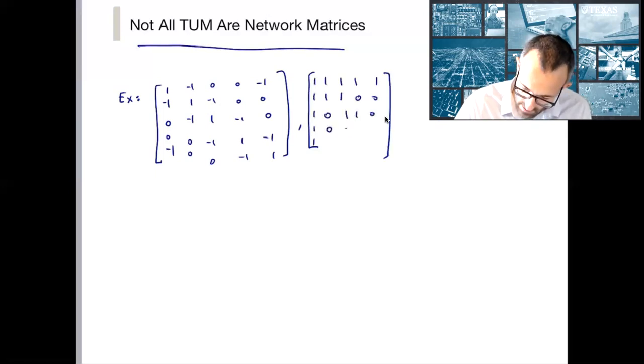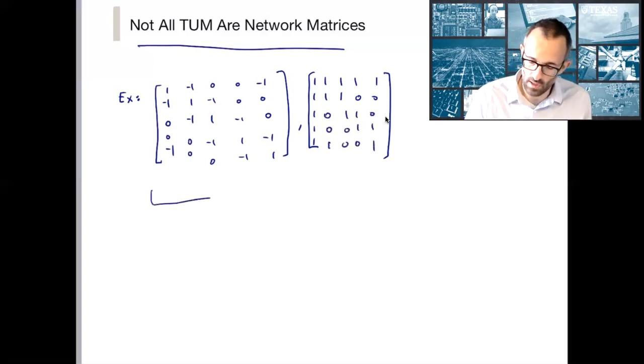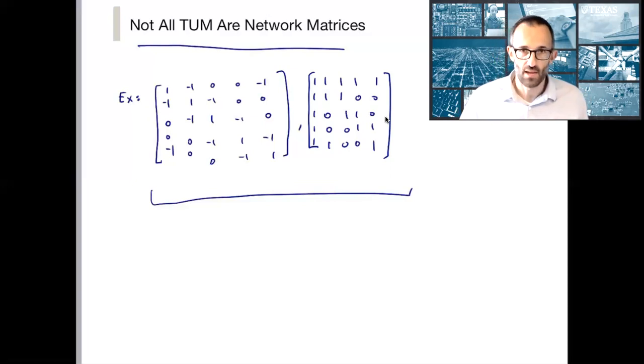Okay, so these two matrices are not network matrices. It turns out that in a very particular way that I'll explain in the next slides, these two matrices are, in a way, the only two important building blocks that, in addition to a few simple operations, allow us to obtain any totally unimodular matrix. So before that, we need to recall some basic operations that preserve total unimodularity.